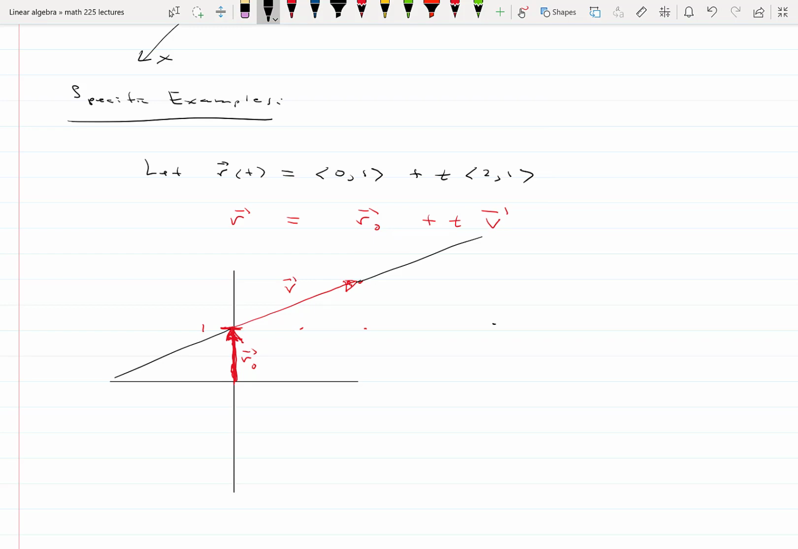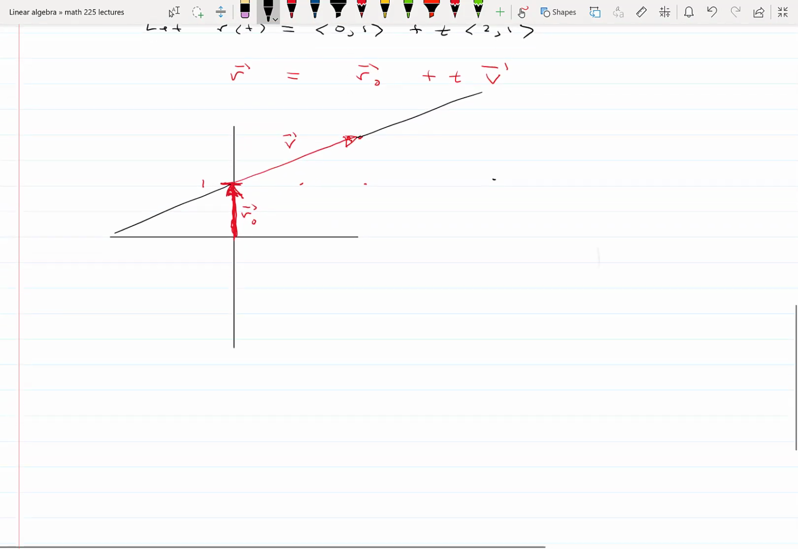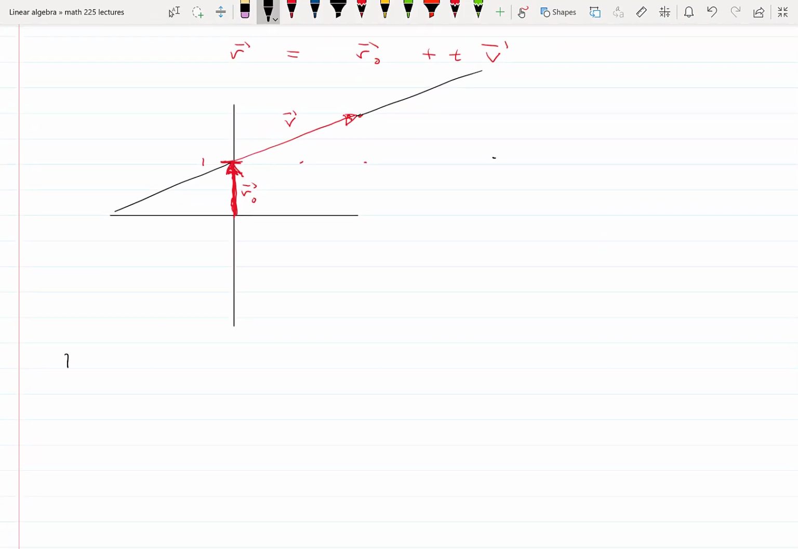Okay, so this is a simple space curve. In fact, arguably the simplest space curve. Lines. Okay, we're not interested so much in lines in this section. We've talked about lines to death, not literally, obviously. Let's take a look at another example.